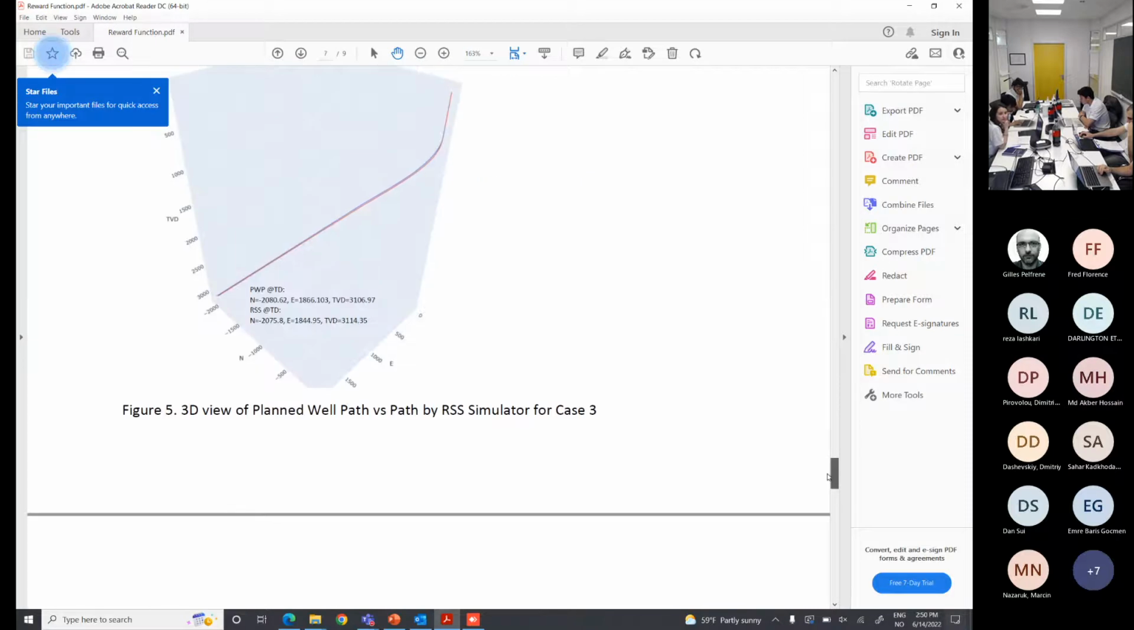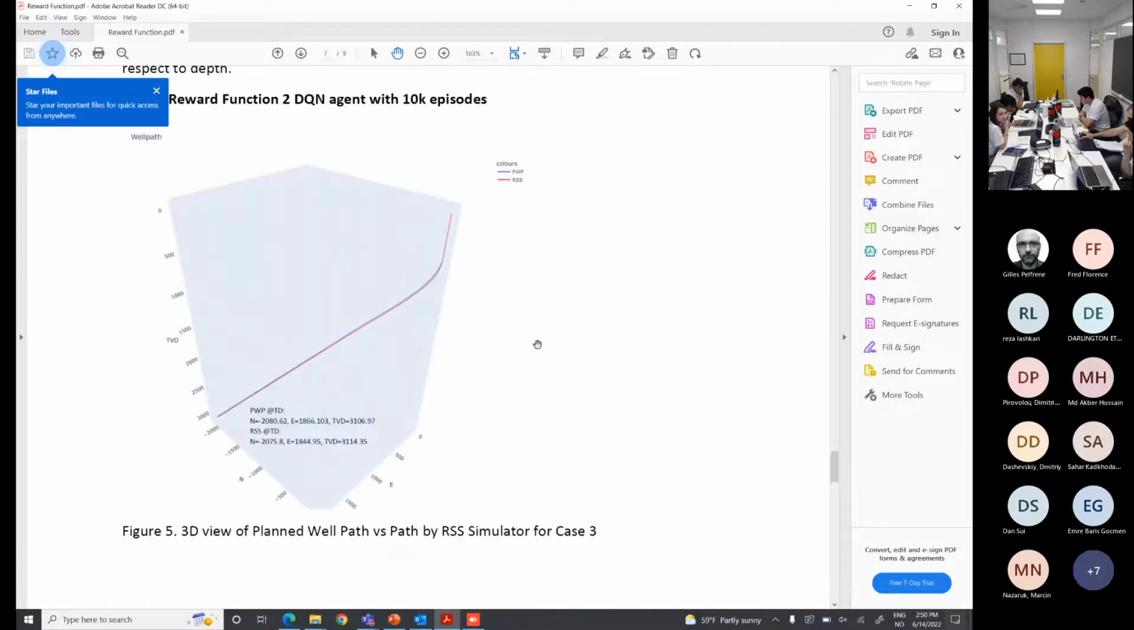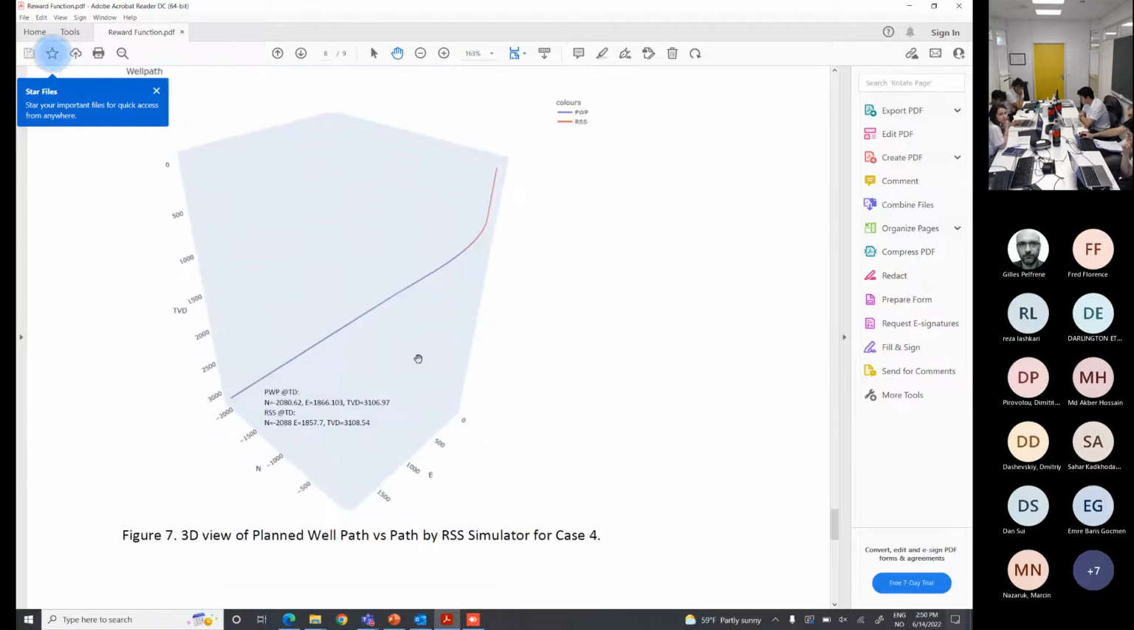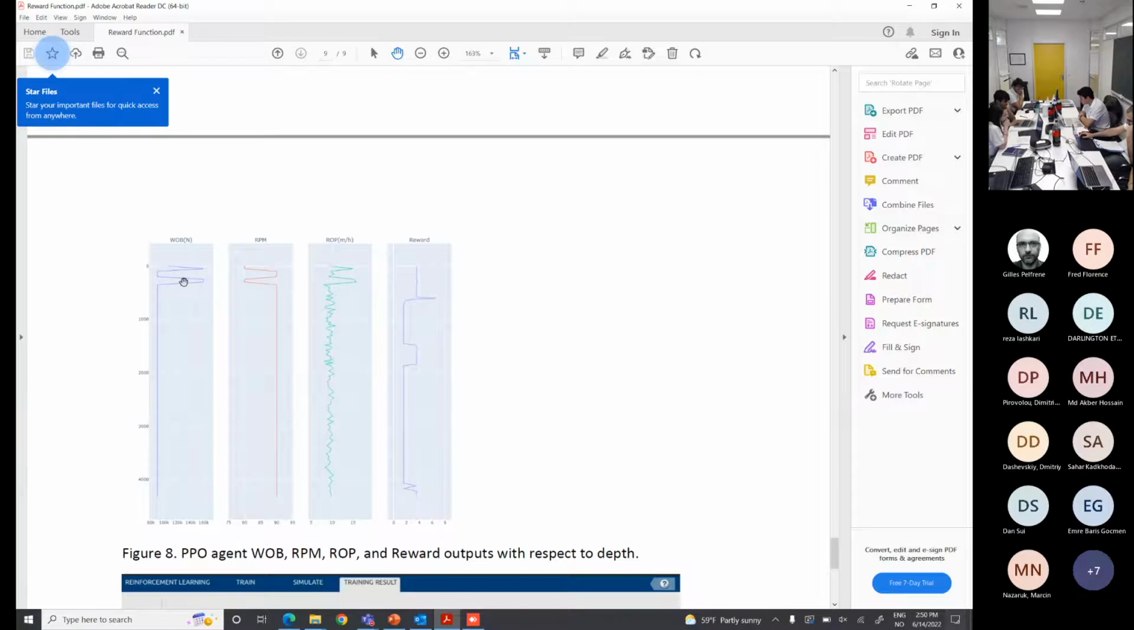For example, this one. There are two paths. One is the design path, PWP. Another one is designed by the reinforcement learning, and they're almost matching. And the values are here. The weight on bit and RPM values are actions from the agent. And as an output, I am getting ROP and the reward.